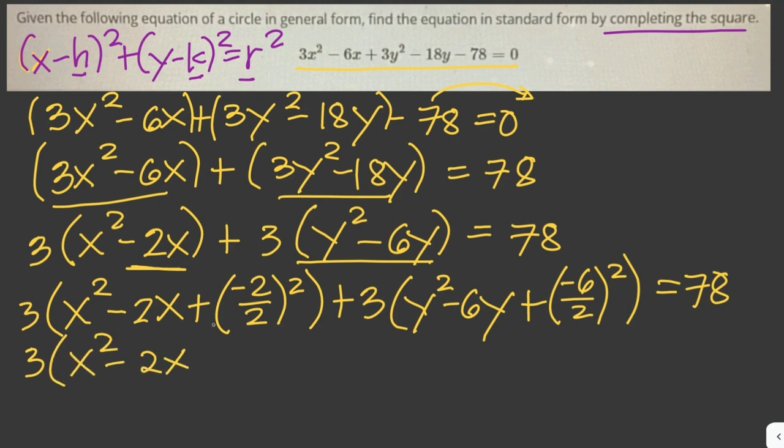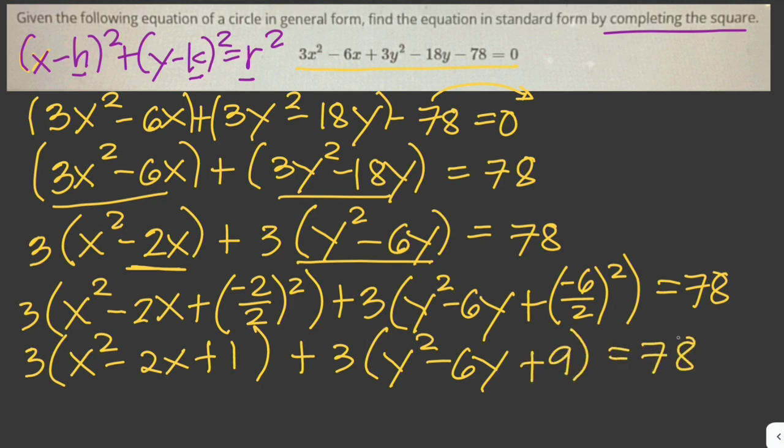So let's simplify this. x squared minus 2x, negative 2 over 2 is negative 1. Negative 1 squared is 1. And then plus 3 times (y squared minus 6y). Negative 6 divided by 2 is negative 3, squared is 9, equals 78. And whatever we add on the left, we also add to the right. So we add here 3 times 1 because we added 1 here and we multiply it by 3, and then 3 times 9.